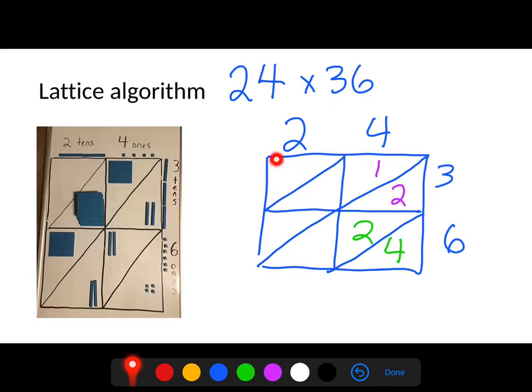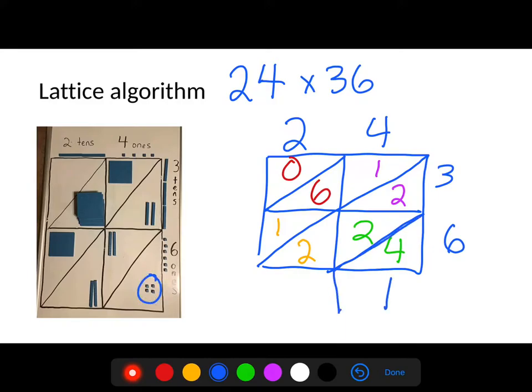24. Upper left, 2 times 3 gives me 6 with nothing up here. And then finally in the lower left, I'm going to take 2 times 6, and I'm going to get 12. Then it's time for me to add. Now how do I add? I add like valued parts.